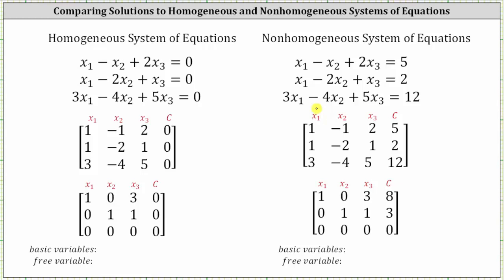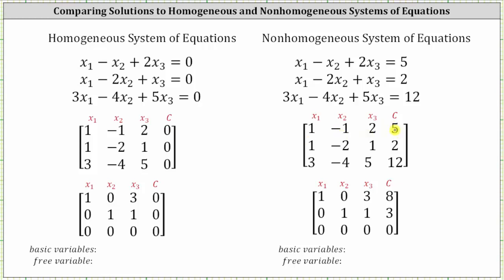To solve the two types of systems, we will set up an augmented matrix and then write the augmented matrix in reduced row echelon form. Because we have three equations with three unknowns, we have a 3x4 augmented matrix. Looking at the homogeneous system, the first equation gives us the first row of 1, negative 1, 2, 0. For the non-homogeneous system, notice the first row is 1, negative 1, 2, 5.